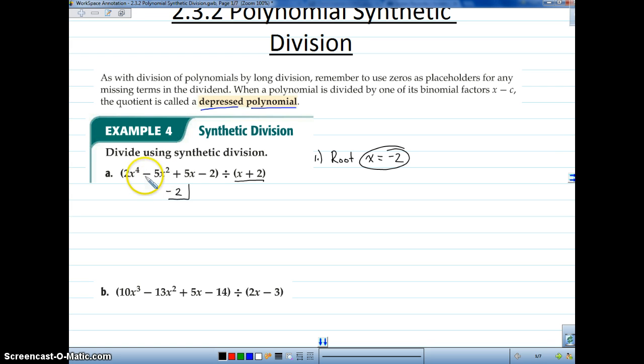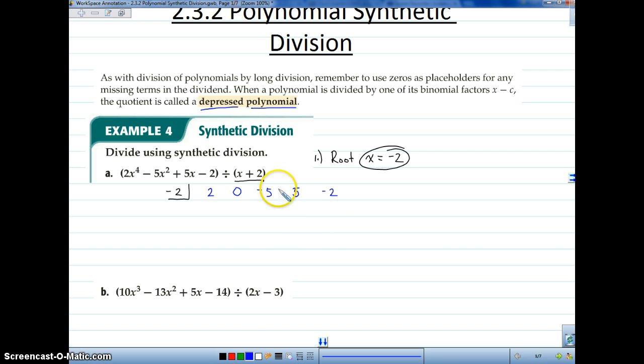So the only tricky part is that if you're missing any terms, you need to represent that with a 0 for its coefficient. So in other words, in this one we have 2x to the fourth, so that's going to be a 2. But then we have no x cubed, so for my next placeholder, I'm going to put 0. So again, just like we did in long division, we had all of our columns lined up by our terms. It's the same thing here. We have 2x to the fourth, 0x to the third, negative 5x squared, 5x, and then negative 2 for our constant.